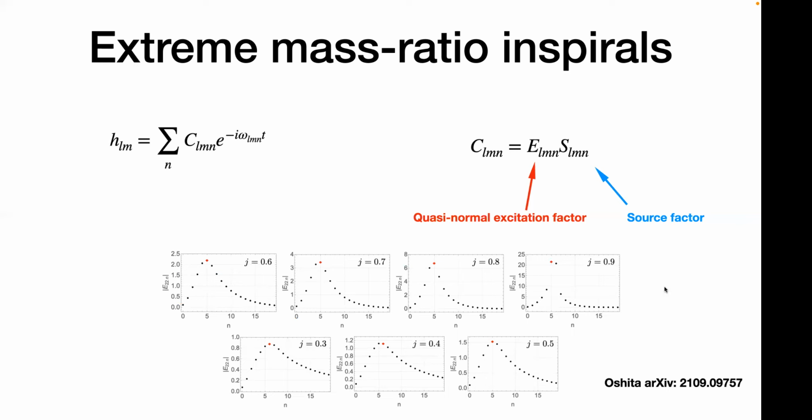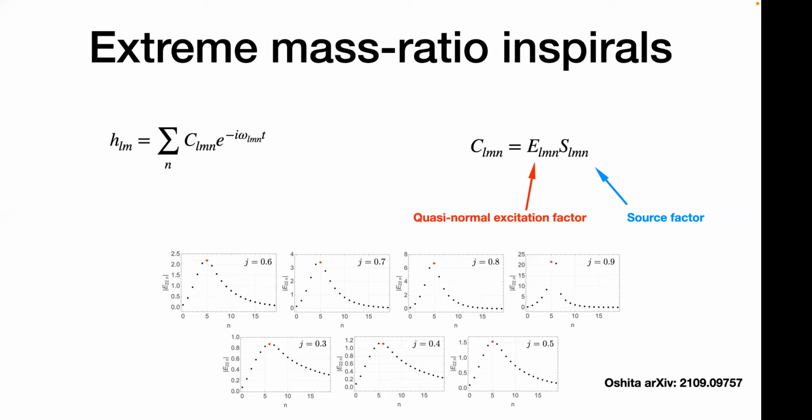Okay, so I took the plot from the paper by Oshita, and you can see the dependence of the excitation factor on the overtone index is not flat. It has a peak around n equals 5. So it is contradictory to the prediction of the Bob model.